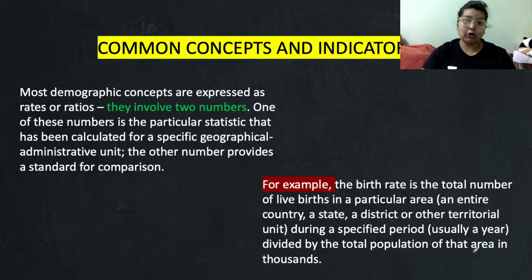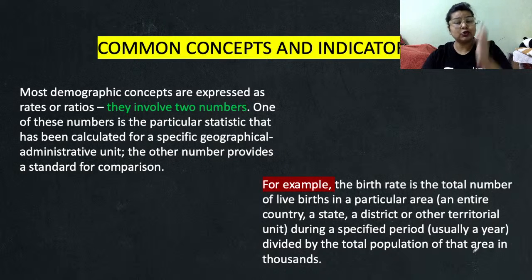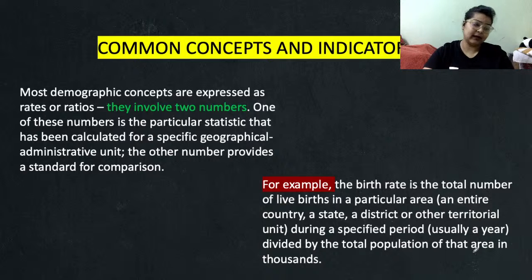Moving to the next one, there are also some common concepts and indicators. Most demographic concepts are expressed as rates and ratios. They involve two numbers. One is the particular statistic calculated for a specific geographical unit. The other provides a standard of comparison. For example, the birth rate is the total number of live births in an area, region, country, state or district during a specific period, usually a year, divided by the total population of the area in thousands. This is an important facet of the common concepts and indicators of population growth.